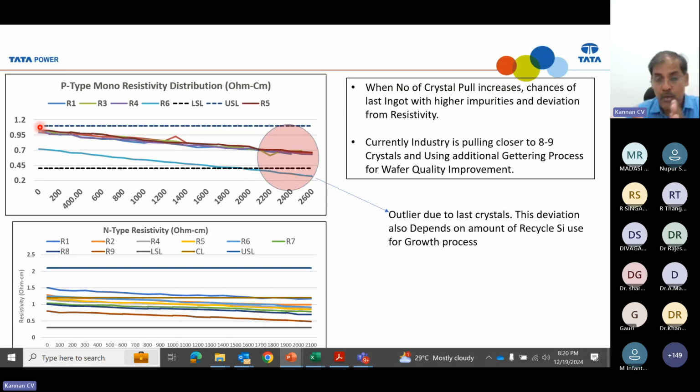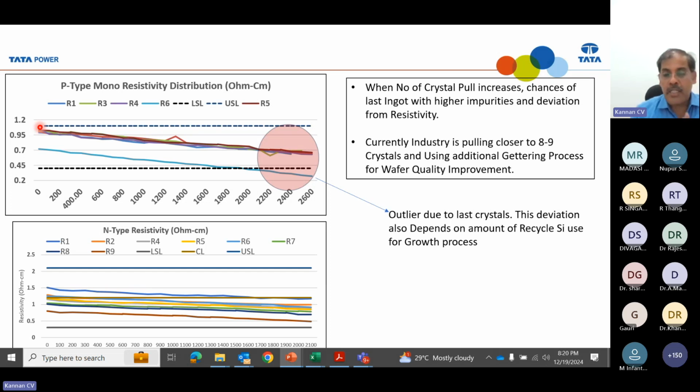Some manufacturers use 0.3 to 2.1 and something like that. Most of the industries, whenever they grow N-type ingot, the resistivity range is also wider compared to P-type. The N-type ingot has a wider resistivity range because you are using phosphorus.